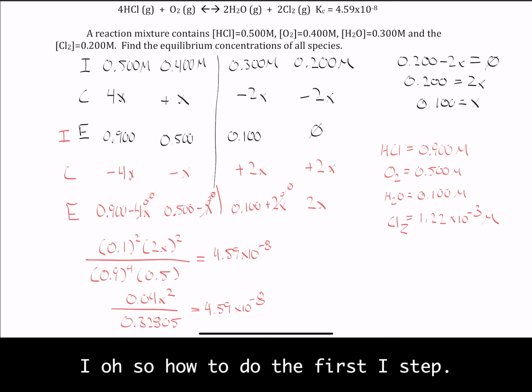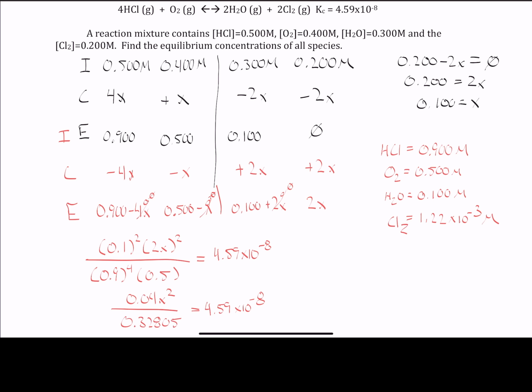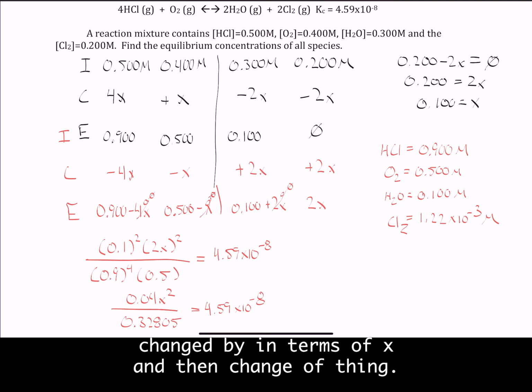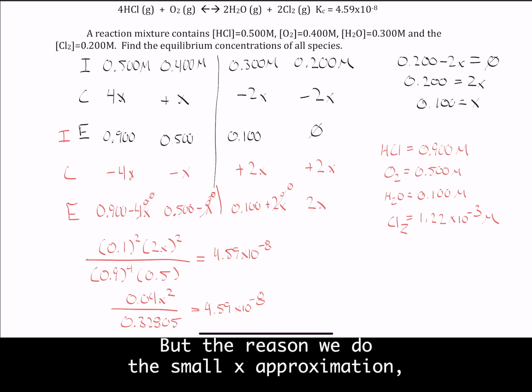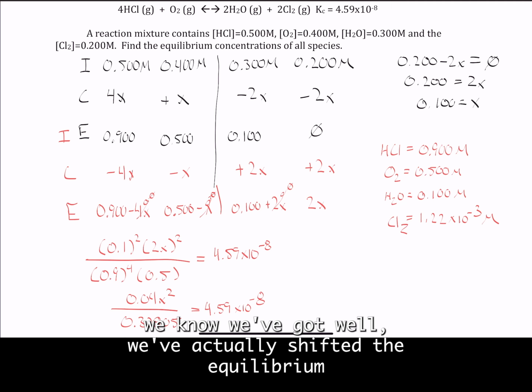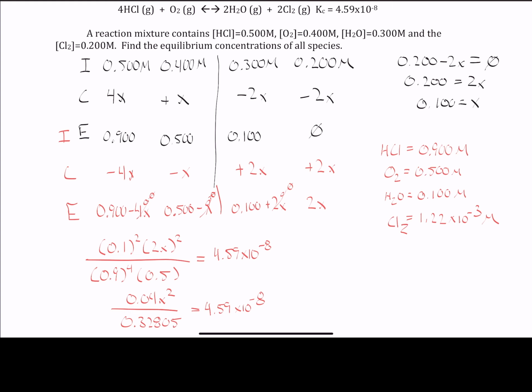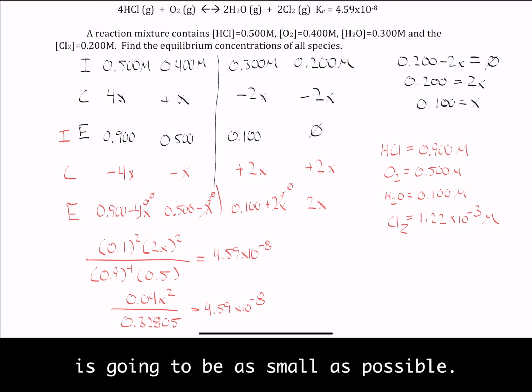So we had to do the first ICE table, and this was not the only way to do this ICE table. I just calculated how much everything was going to change by in terms of x, and then changed everything. But the reason we could do the small x approximation is because we've shifted the equilibrium as far as it can go in the direction that it's going to be the largest. And that sort of guarantees that our x is going to be as small as possible.